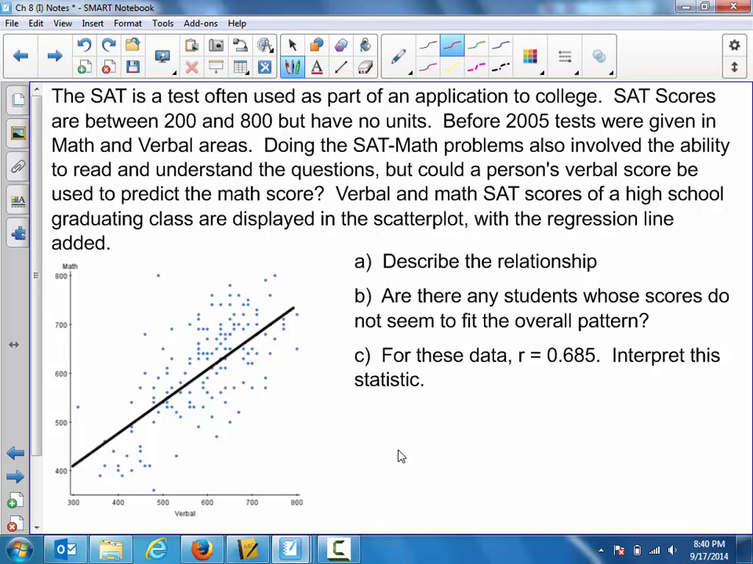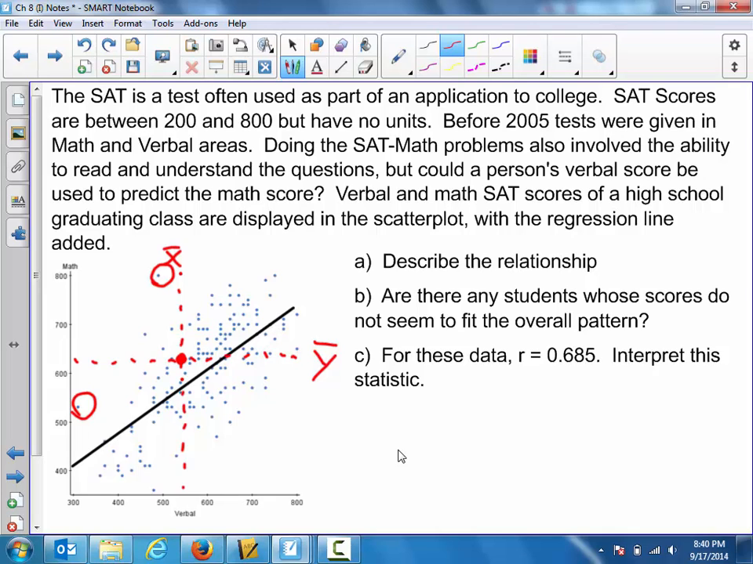B here, are there any students whose scores do not seem to fit the overall pattern? So this is a question of, do we have outliers? The way that you're looking for outliers here, you're looking at where's the mean of my x variable versus where's the mean of my y variable. What points are far from that center, so to speak? Well, you've got this guy right here that looks like a clear outlier. He's got a verbal score of maybe 504, 510, and he aced the math section. So go him or go her.